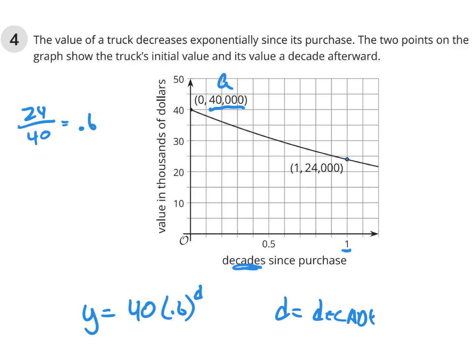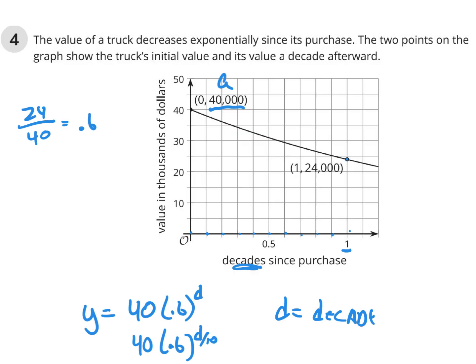Now, what I recommend you put in the calculator, let's see, how many jumps from 0 to 1? 1, 2, 3, 4, 5, 6, 7, 8, 9, 10. I suggest you do 40 times 0.6 to the D over 10, you would put X into the calculator.